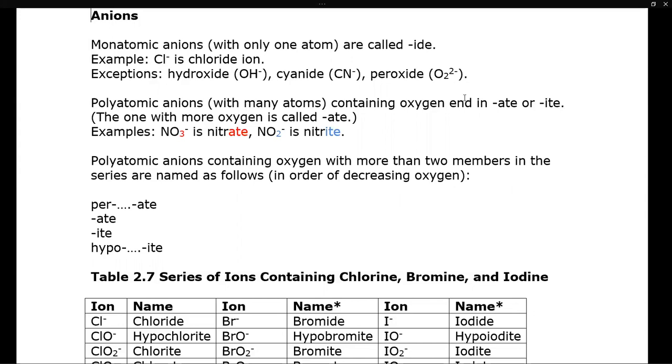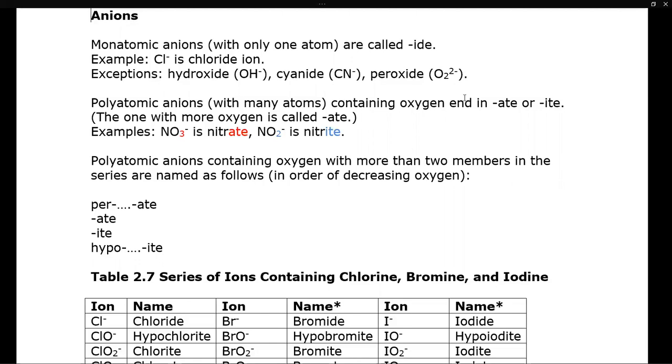Polyatomic ions generally containing oxygen, other than those, get an ATE or an ITE ending. The ones with more oxygen get ATE. For example, NO3- is nitrate, NO2- is nitrite. Notice they differ by one and only one oxygen. Now, you may not have all the members of the series. You may only have one member of the series that actually exists. But here's how they would go.